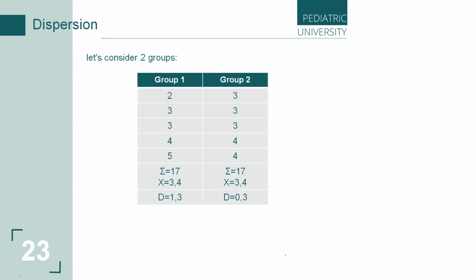Consider two groups. The average score for both groups was 3.4. You can see, the average value is the same, 3.4. But the first group had a variance of 1.3, while the second group had a variance of 0.3. That is, in the second group, all values are closer to the average, while in the first group, we have more variation in values. There are also scores of 2 and 5, different scores.